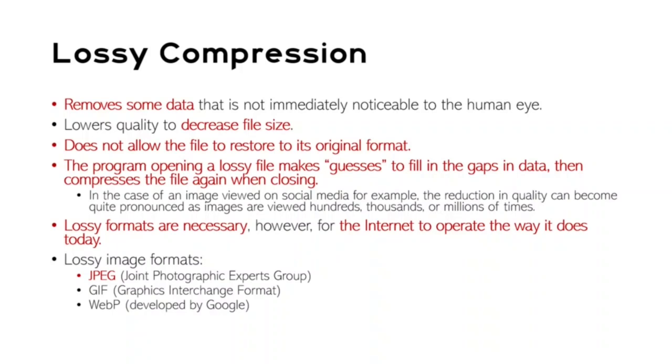So, and I put a little extra note, in the case of an image that you view on social media, for example, Instagram, Twitter, Facebook, what have you, the reduction in quality can become quite pronounced because those photos are being looked at hundreds, if not thousands, if not millions of times. And each time somebody looks at a photo, the app or website that they're using makes guesses as to how to fill in all the gaps in data. And then when you leave that photo behind, it compresses it down again and puts it away.